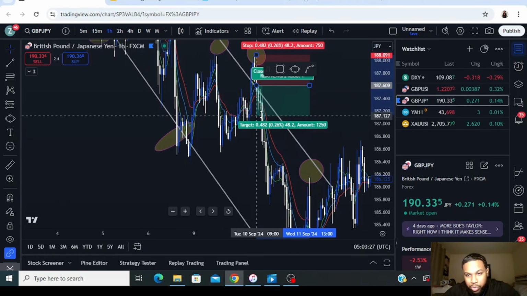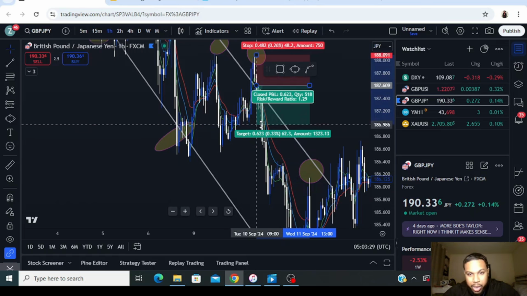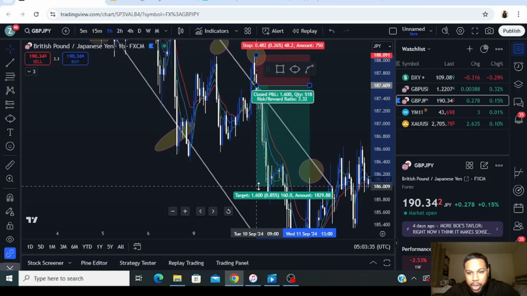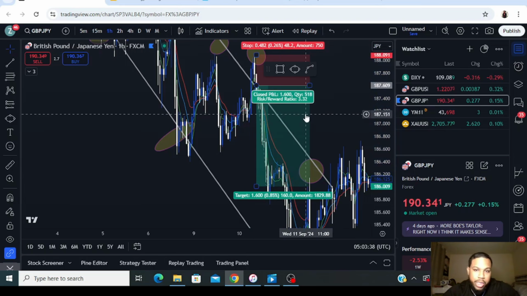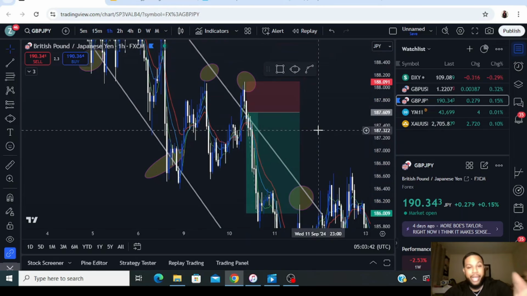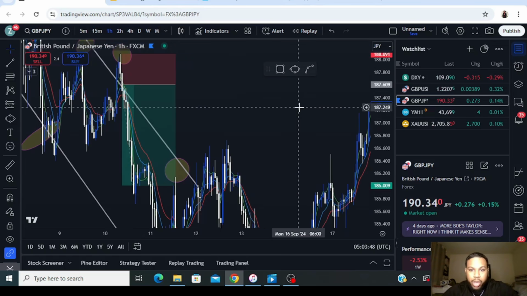You could aim for 187 flat, but again, that's not too good of a risk to reward, so I would probably hold it until 186. And as you guys can see, that's a 3.32 risk to reward. That's an amazing trade. Let's go ahead and head to the uptrend. Show you guys an example of that.